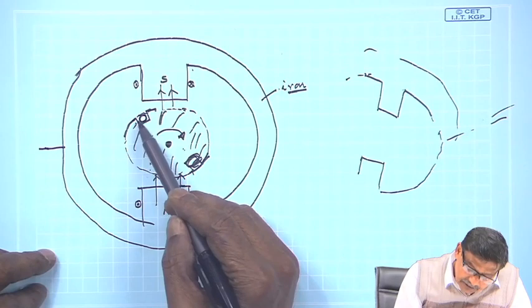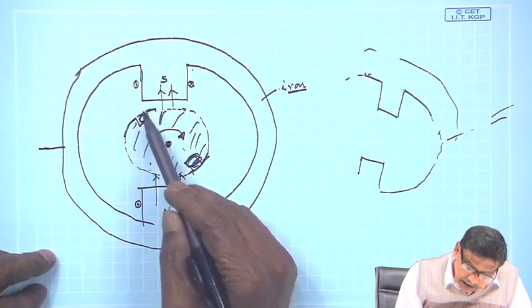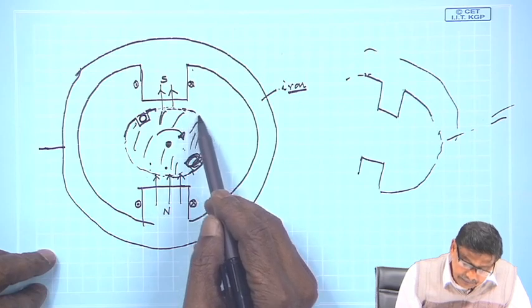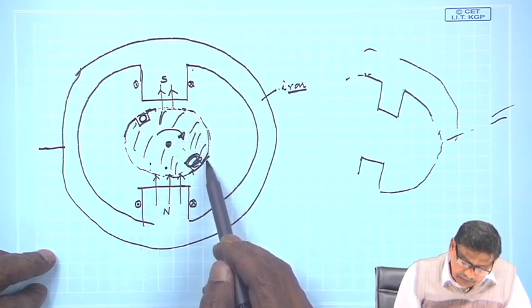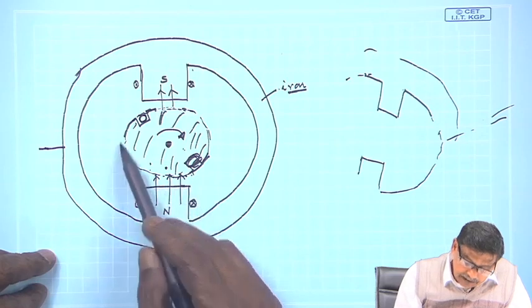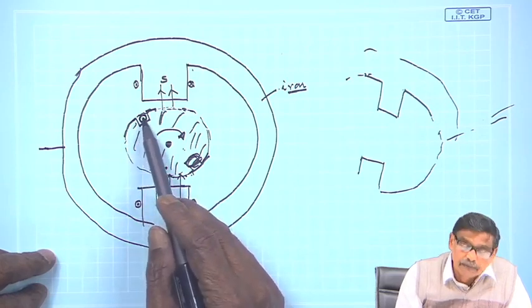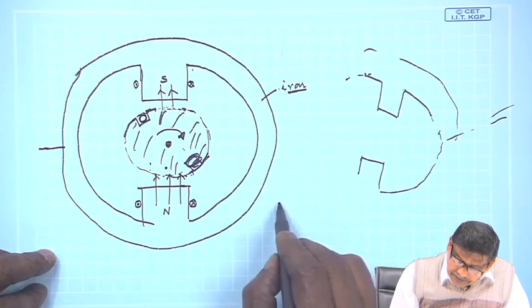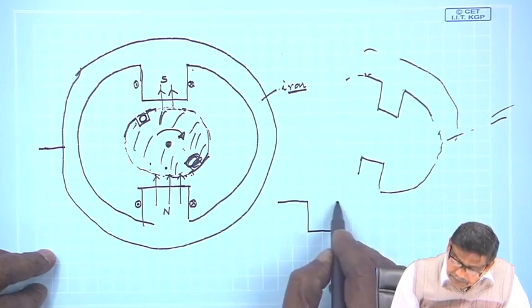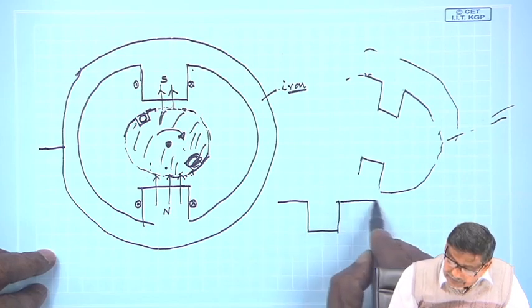So, what will happen? This conductor will move, it will come under south pole, remain there for certain time, then it will further move, then it will enter under north pole and once again it will come to south pole. Is it not same as an equivalent machine like this?